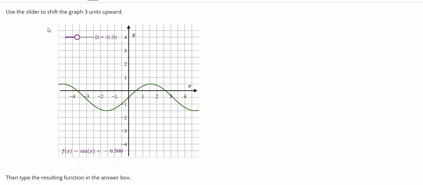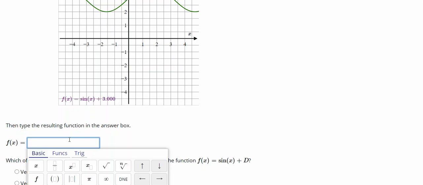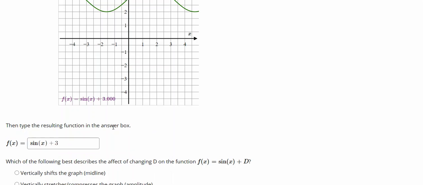And it wants us to move it 3 units upward. Right now I'm just looking at where it starts at 0, so I would move this thing up until 3. And it even shows you 3, right? So that's about it. And then when it says type the resulting function in the box, I just want you to type this. So that would just be sine x, and then push over, and then plus 3. You don't need the 0.00 part.